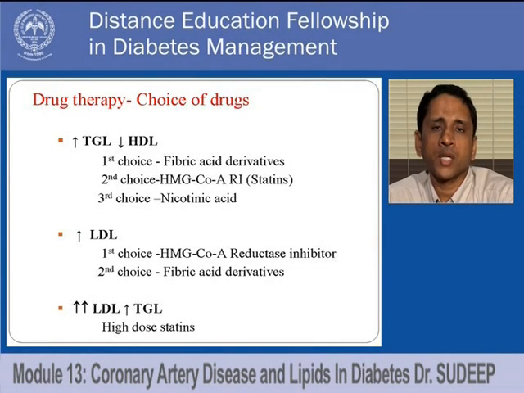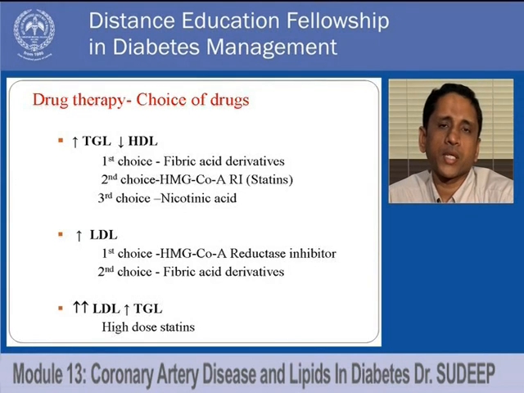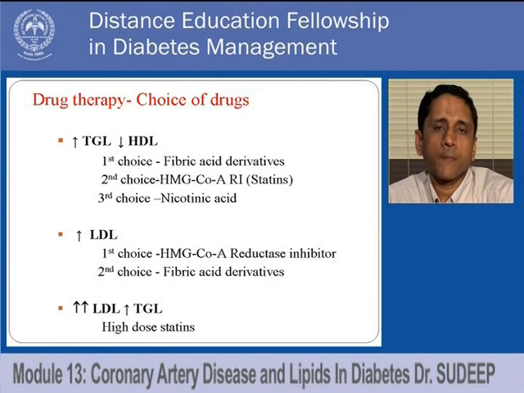So, choice of drugs: if it is predominantly hypertriglyceridemia, the first line drug will be a fibric acid derivative, and the second line will be HMG-CoA reductase inhibitors, that is, the statins. The third choice will be nicotinic acid derivatives. While if the baseline LDL is the predominant abnormality, then the first choice is an HMG-CoA reductase inhibitor, with the second choice being a fibric acid derivative, and the third choice being bile acid sequestrants. But these drugs can be interchanged if the patient does not tolerate them.